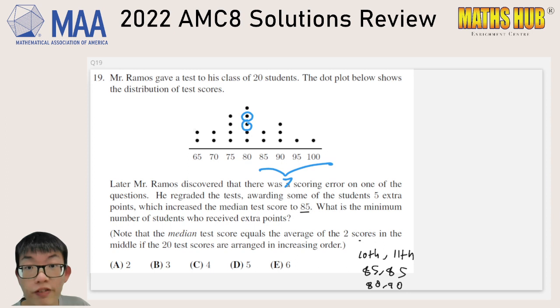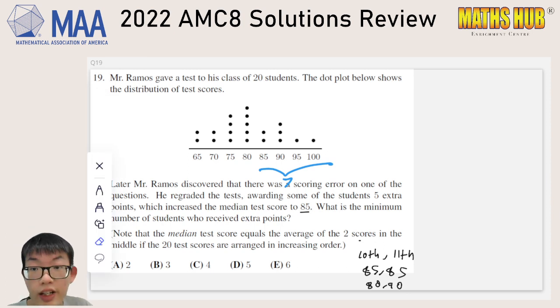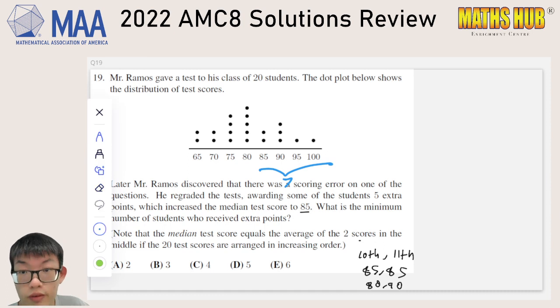So there's no point shifting the lower scorers by 5. If you want the minimum number, it is not going to have come from shifting those. You would want to shift those at 80 over to 85, or maybe those from 75 to 80, right? One of the two would be the most sensible. So let's just try it out.